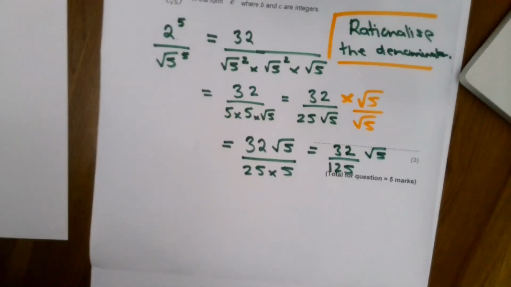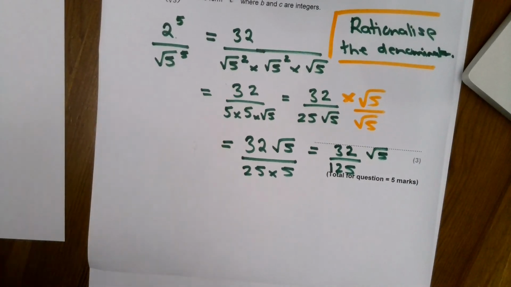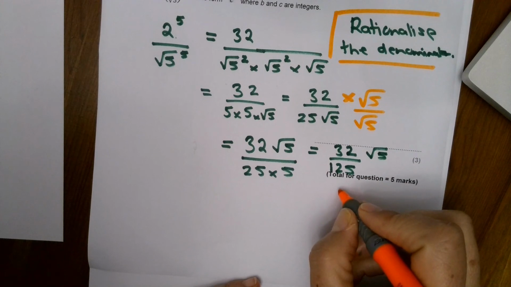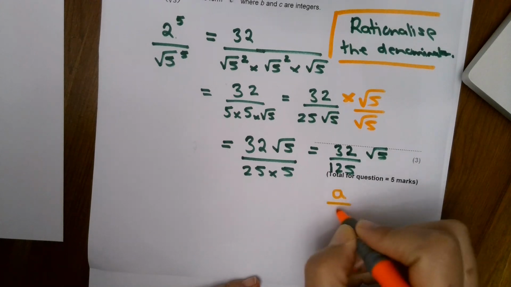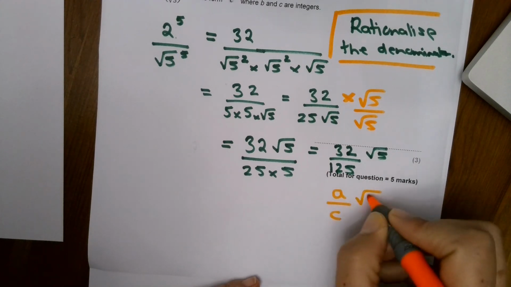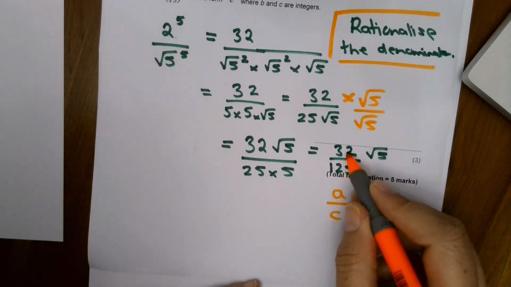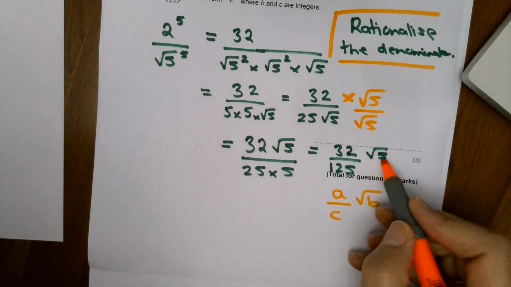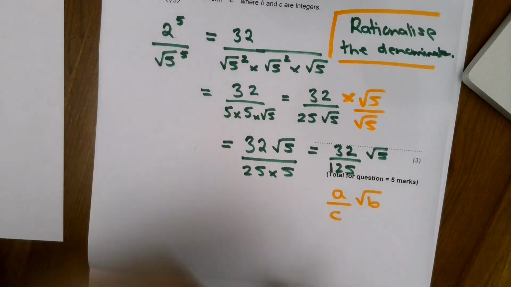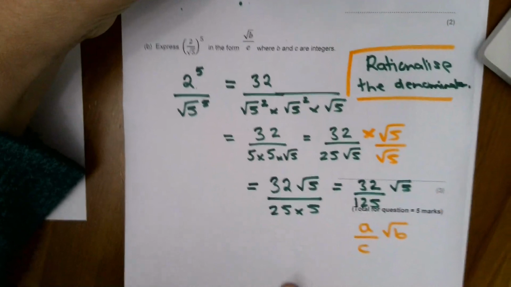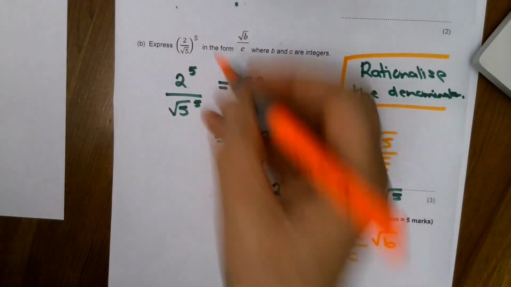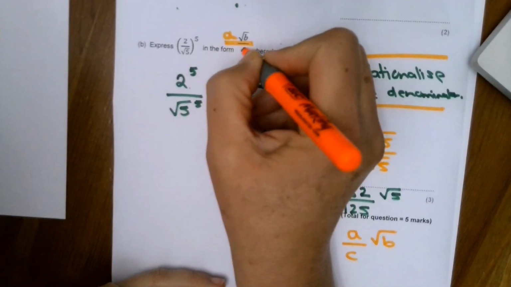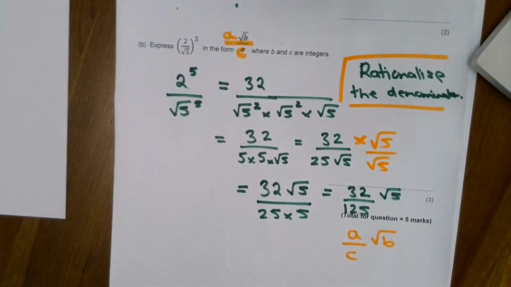So I have now put this into the format A over C times root B, where A and C are integers, they're whole numbers, and B is the square root of a number. So the question should have said, going back to the beginning, it should have said A root B over C, where A and C are integers.